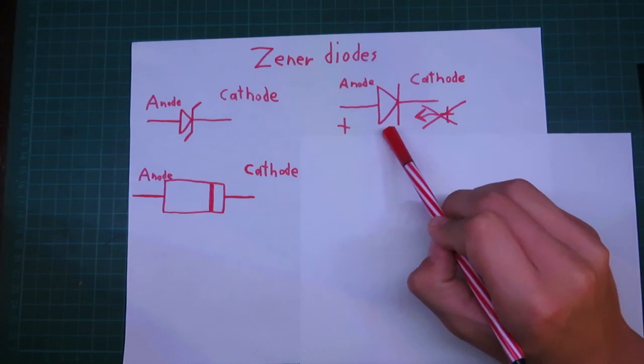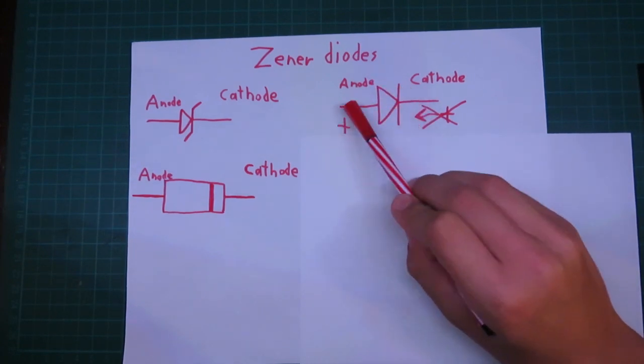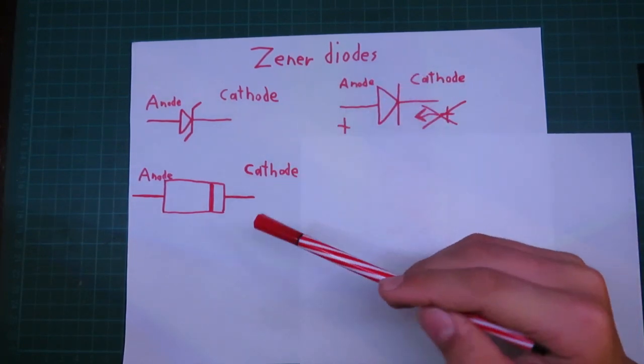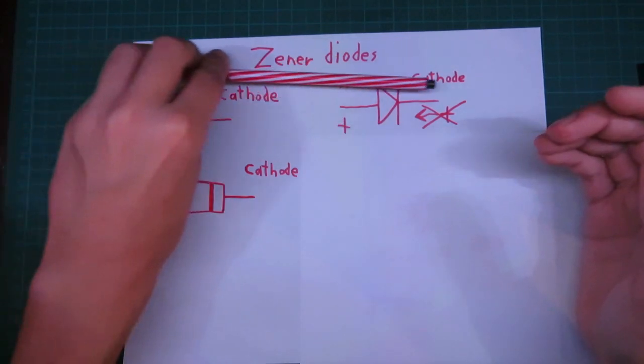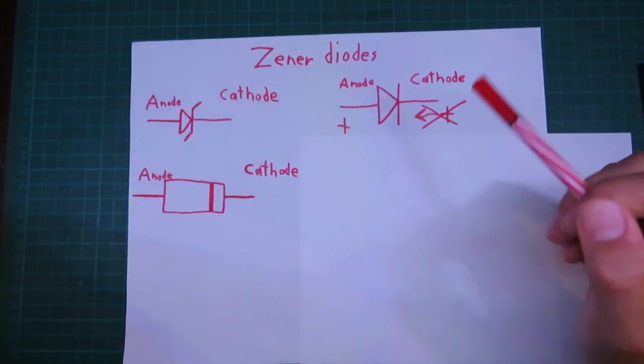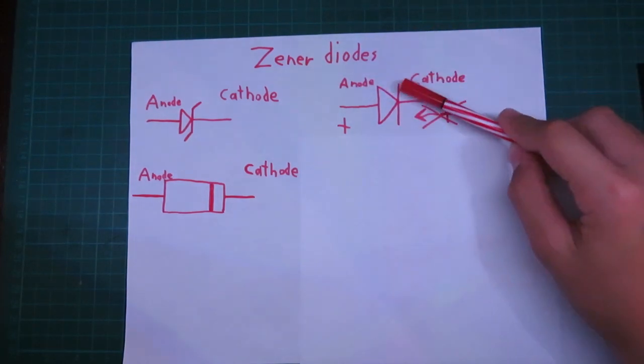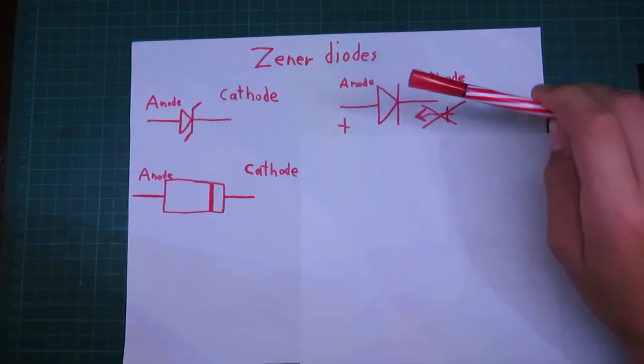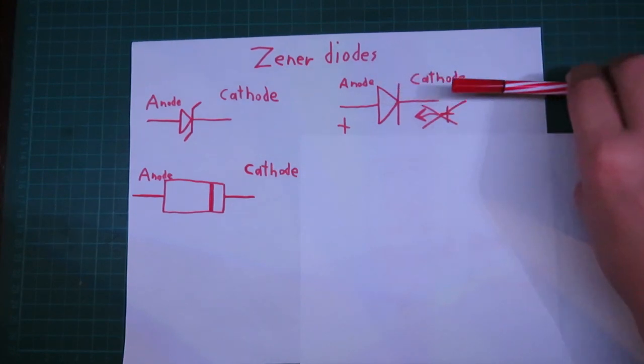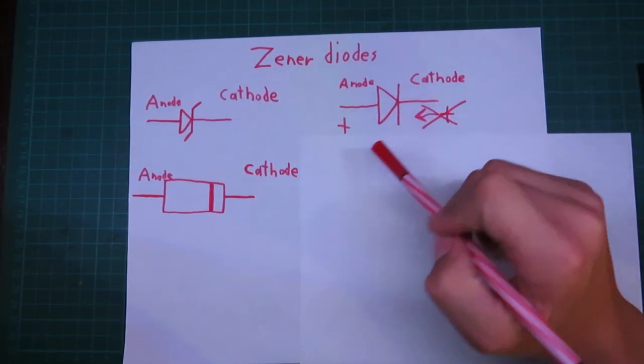You can see on the symbol here, there's an arrow pointing from the anode to cathode. You can think about that as it just allows electricity to flow from anode to cathode. But as soon as electricity wants to flow from cathode to anode, it will block it. You can see this line here. You can think of that as a gate, where it just blocks it there. That's what a normal diode does.